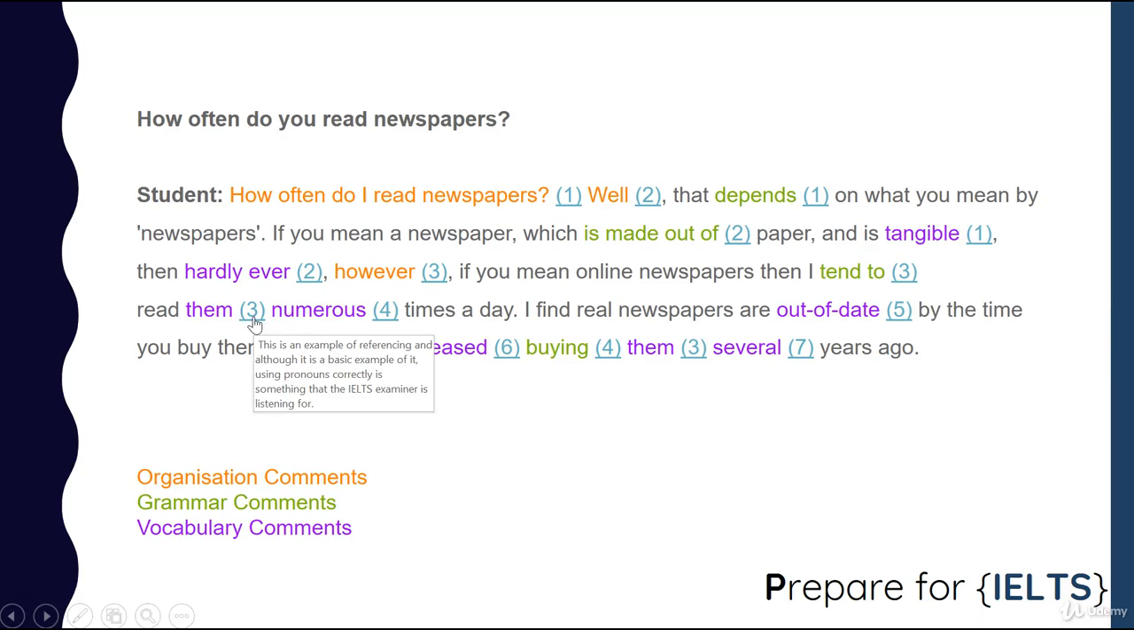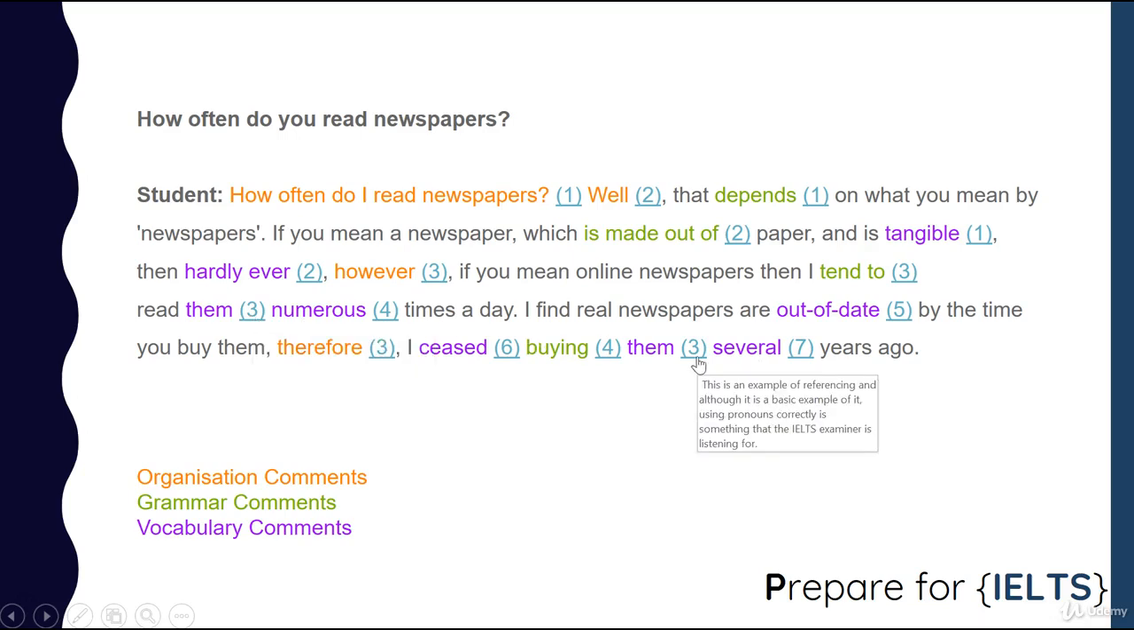IELTS examiners are listening for your use of referencing. This is a very basic example of referencing, and it's the ability to use pronouns correctly. Here, the them, and this them here, is referring back to newspapers.